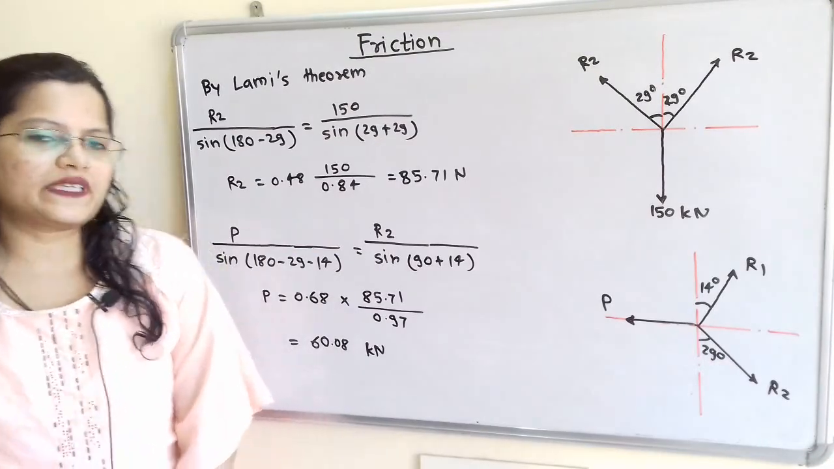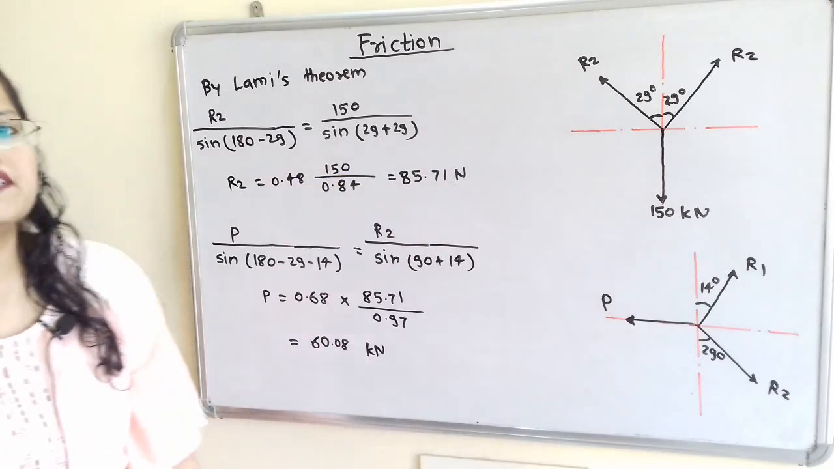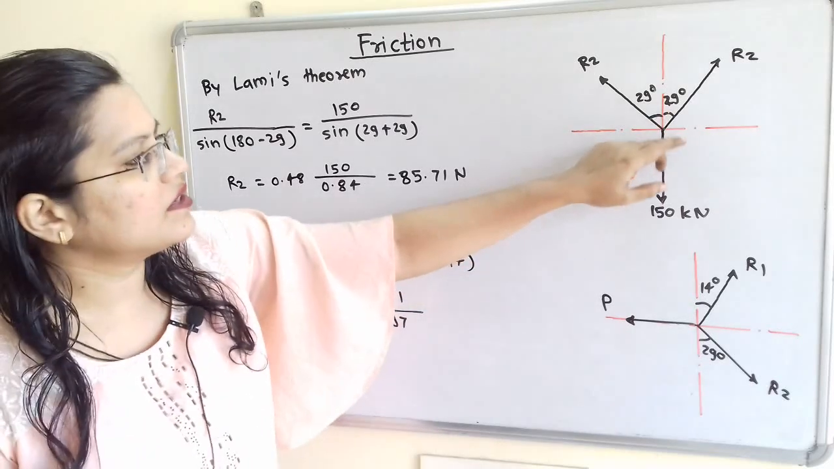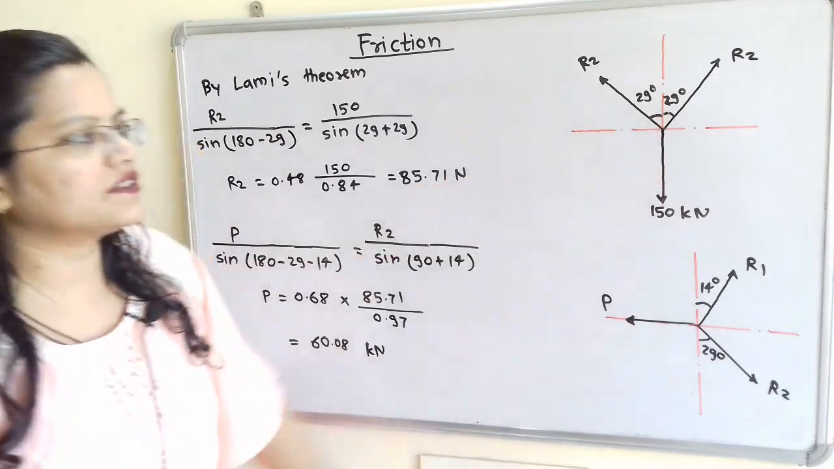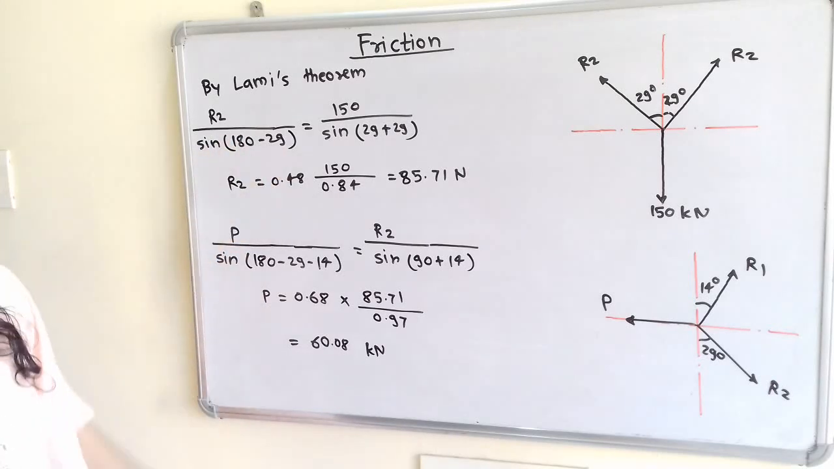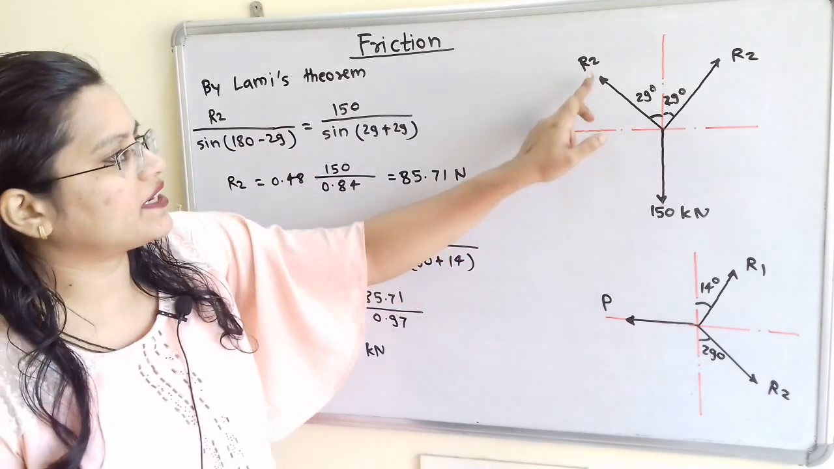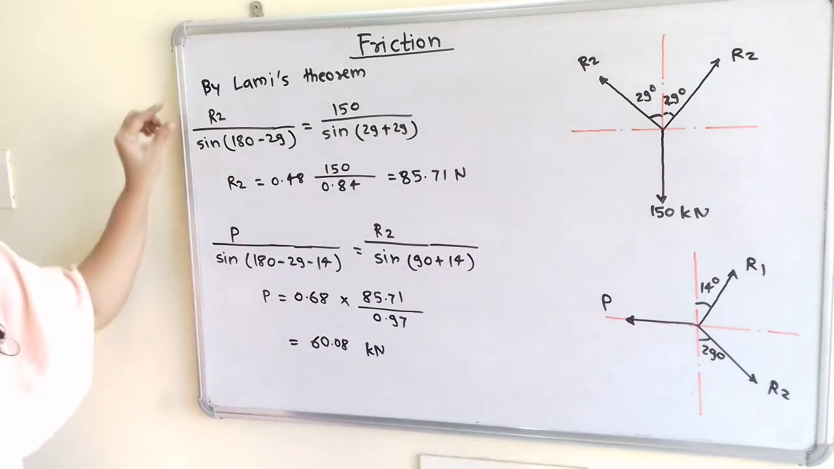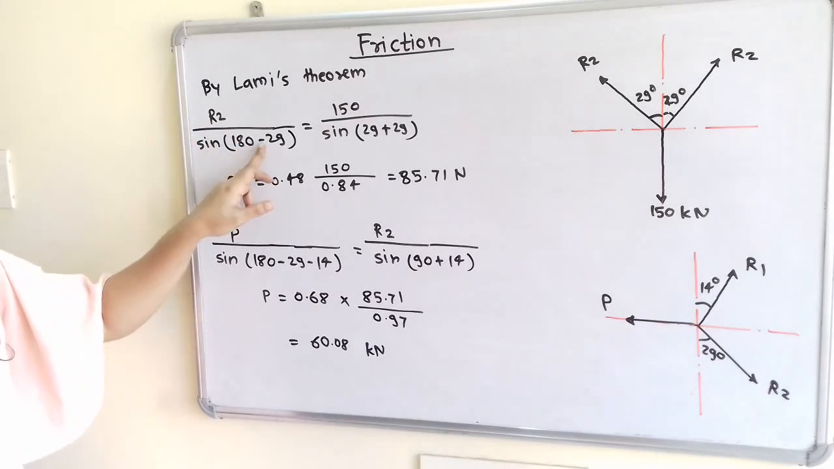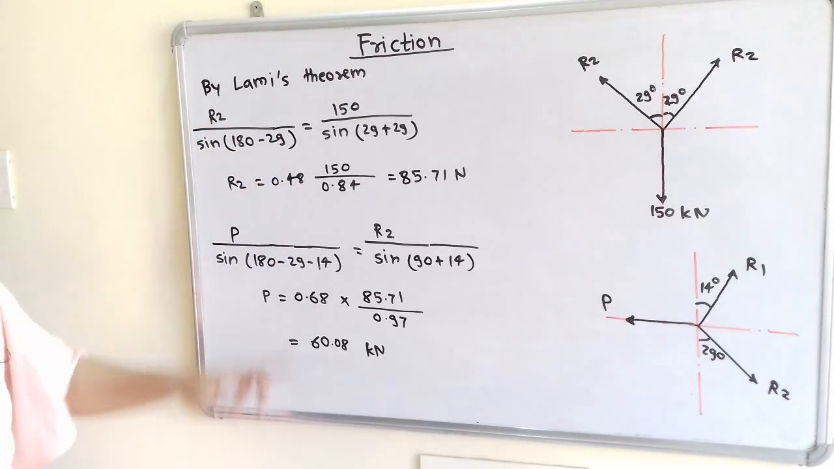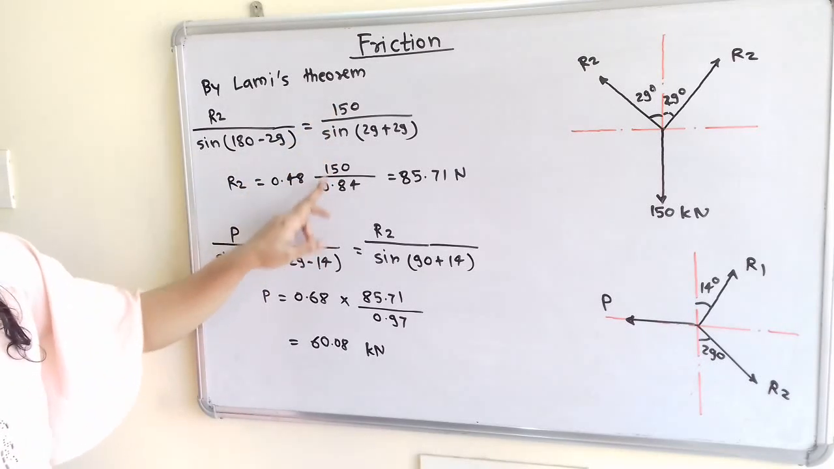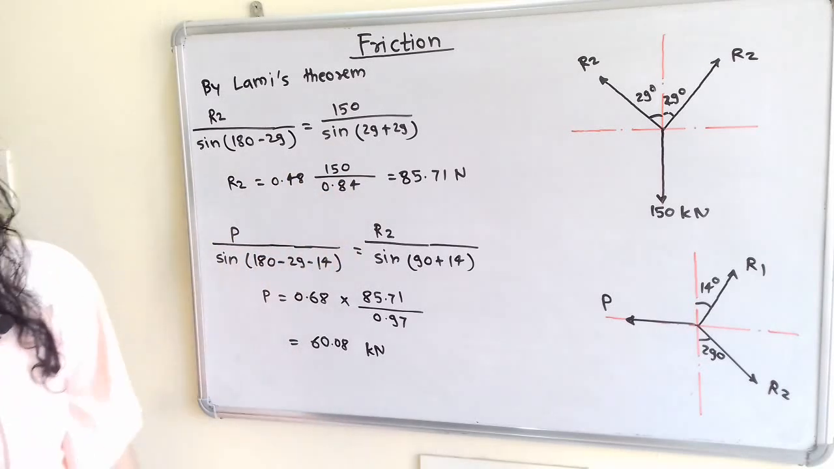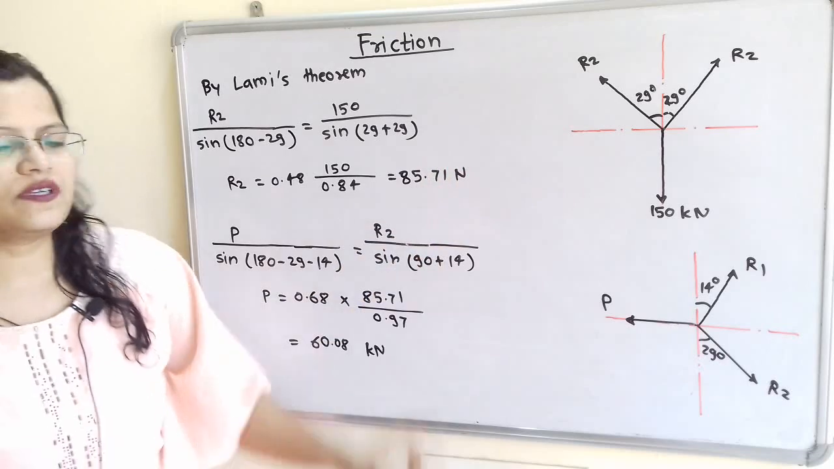Now we will apply Lami's theorem. R2 divided by the sine of the angle between this R2 and 150. What is this total angle? We can write here 180 minus 29. So sine of 180 minus 29 is equal to 150 divided by the sine of the angle between R2 and R2, that is 29 plus 29. This R2 is unknown. So sine of 180 minus 29, that is 0.48, multiplied by 150, divided by sine of 29 plus 29, that is sine of 58, which is 0.84. So the answer is 85.71 Newton.